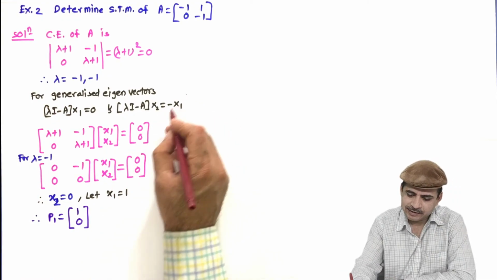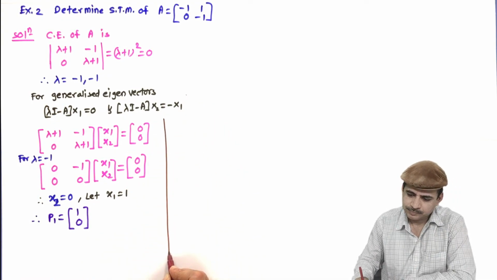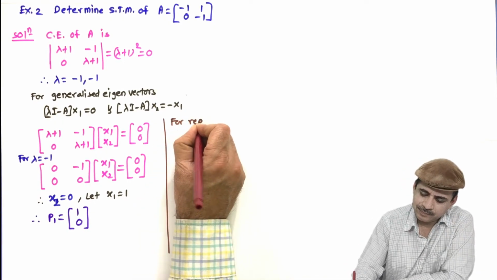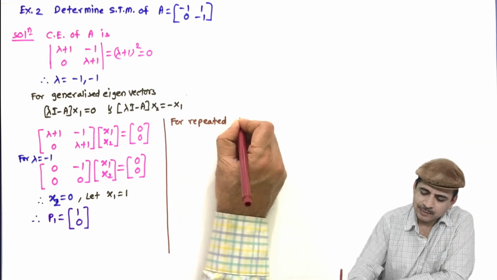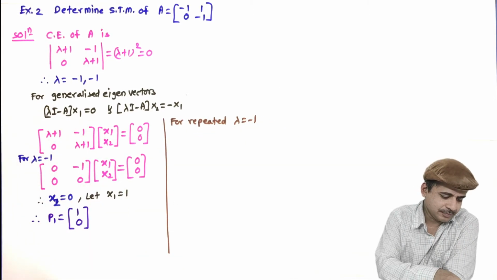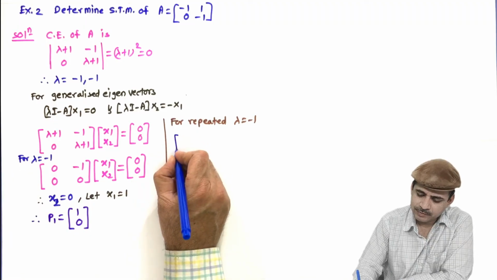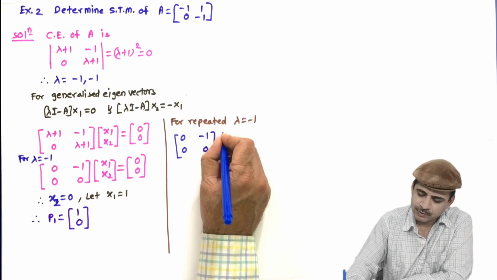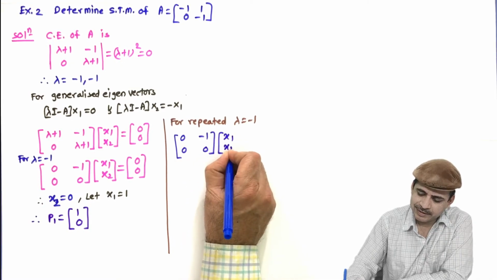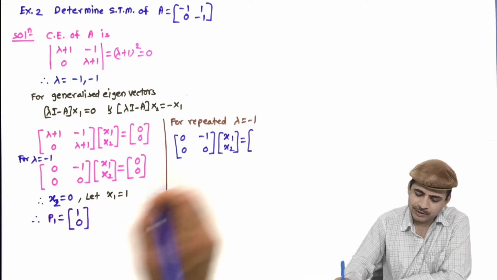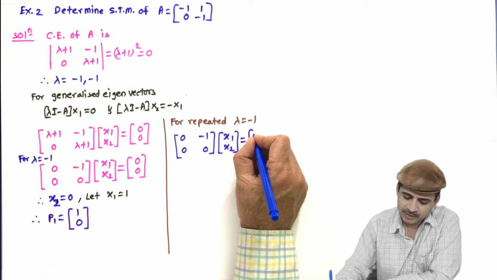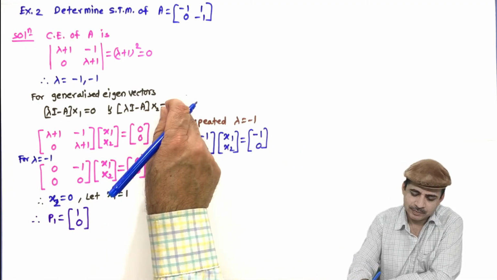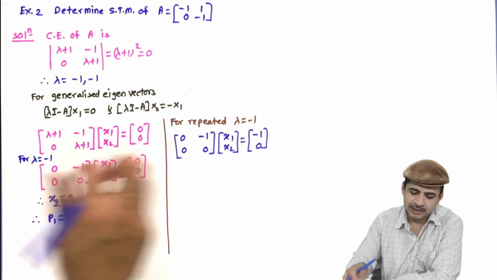And then the second case, that is for the repeated λ equal to minus 1, we get [0, -1; 0, 0] multiplied by [x1; x2], and that is equal to what? This will be [-1; 0], because we have to take minus P1. So this is P1, so minus P1 means [-1; 0].